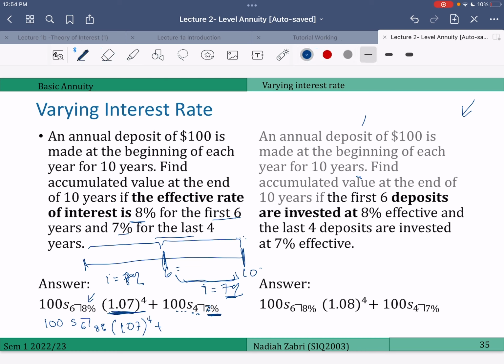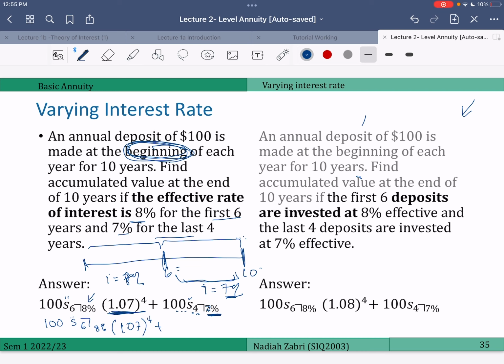Alright. One thing you need to be careful, okay? This question is asking the annuity is paid in the beginning of each year, so the answer should actually be with double dots. I was wrong. So just add the double dots.